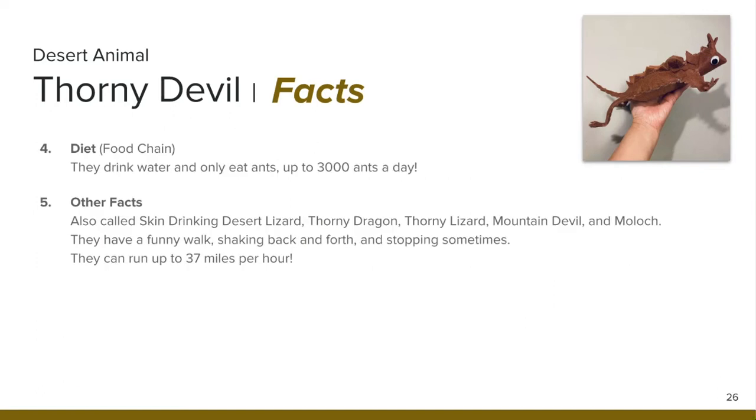Did you know they can run really fast? They can run up to 37 miles per hour. That's faster than we can drive on our street. They also have a funny walk, shaking back and forth and stopping sometimes. They also have a lot of names, like skin-drinking desert lizard, thorny dragon, thorny lizard, mountain devil, and moloch.